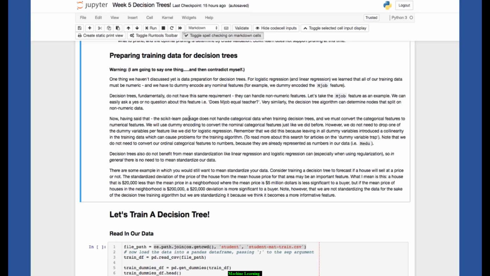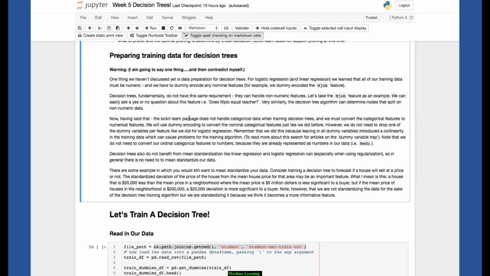There is one difference. We do not have to drop one of the dummy variables. So we talked about with logistic regression, if a certain category has 5 values, then when we convert it to the dummy variables, we only convert it to 4 columns. So let's take the mom's job, for example. And right now I don't remember all the options, but I think it was teacher, other, service, and health. So let's say there's 4 values: teacher, service, other, and health. With the dummy encoding, we'd actually only convert those to 3 columns. So let's say it's teacher, which would be 1 or 0, service 1 or 0, and other 1 or 0.